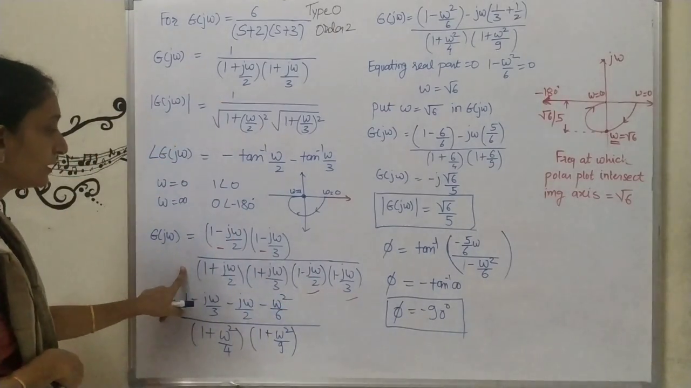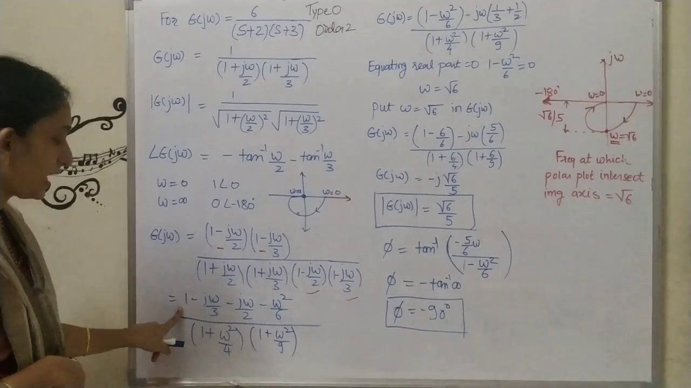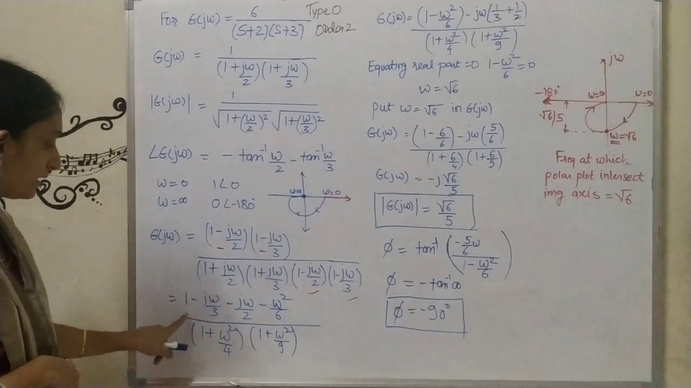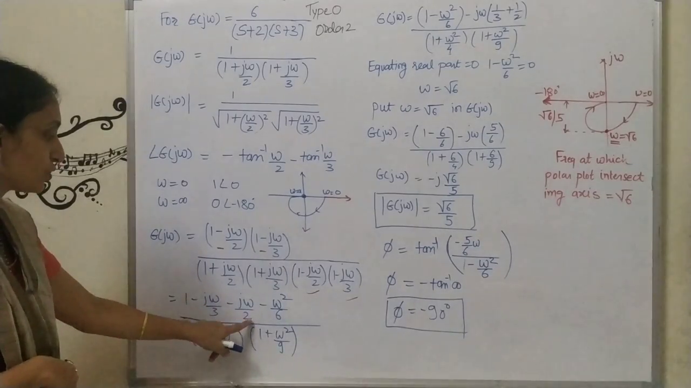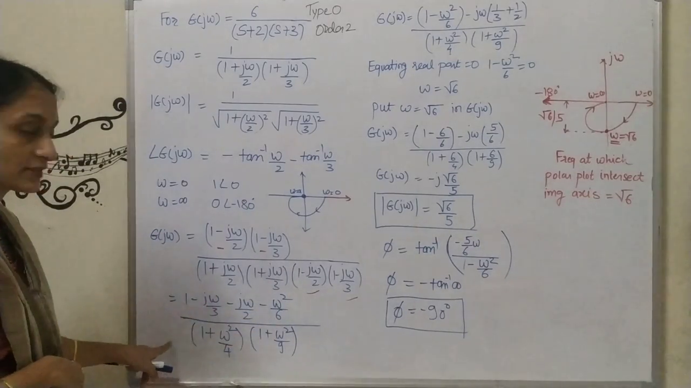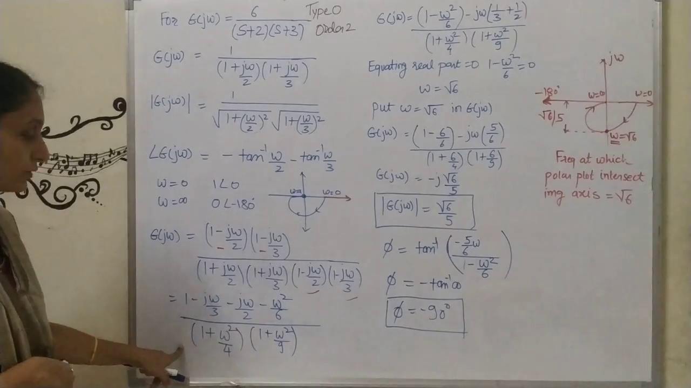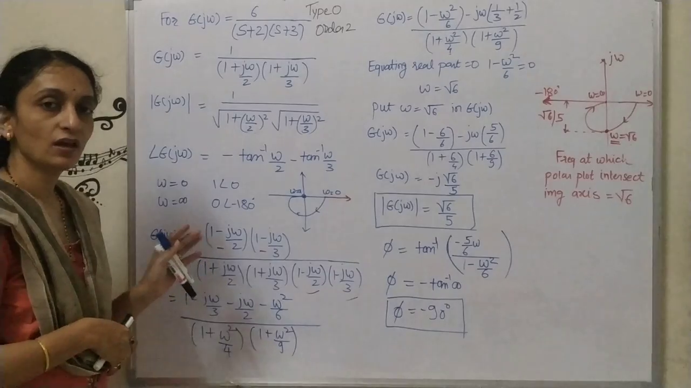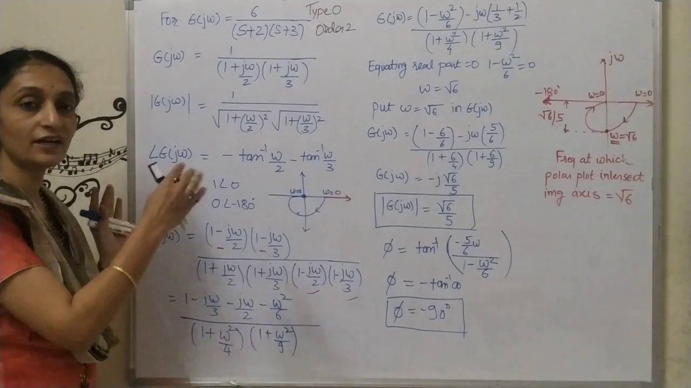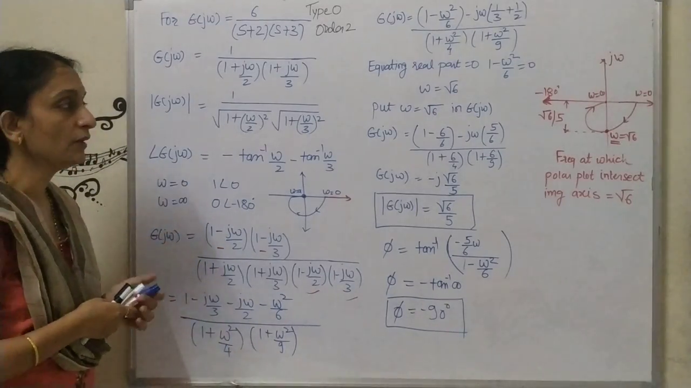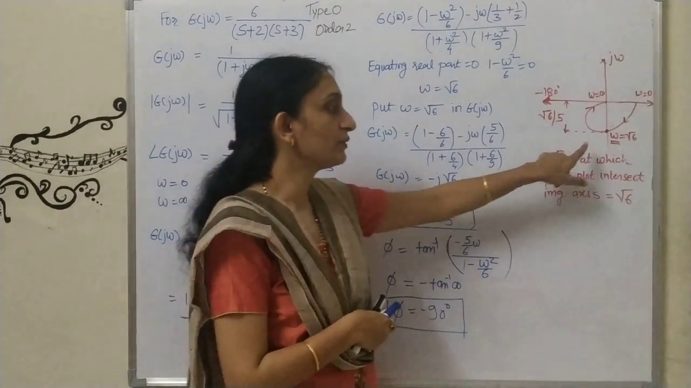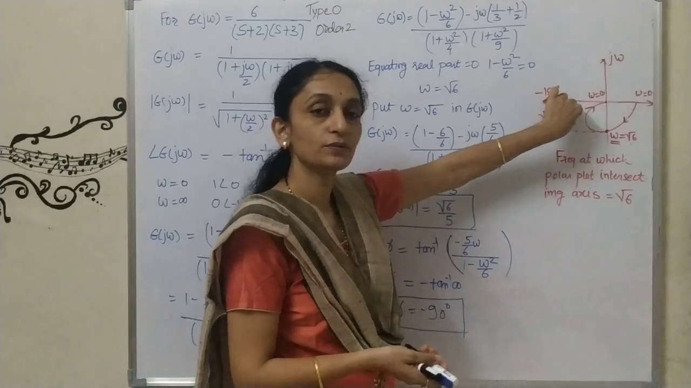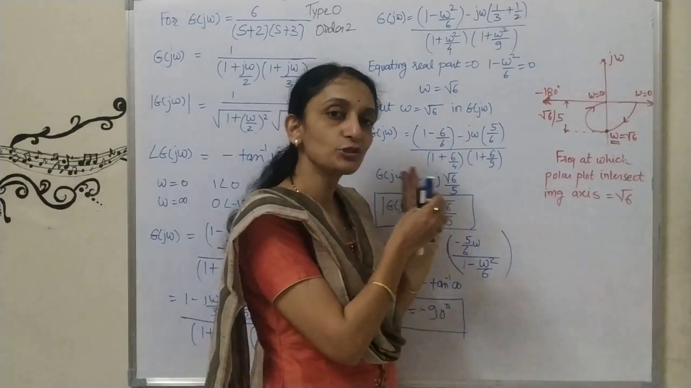Now see what I did after multiplication. I have simplified this equation, and I got it as 1 minus j omega by 3, 1 minus j omega by 2 minus omega square by 6 in the numerator, and this denominator. The purpose of simplifying this equation is to take the real part and imaginary part separately. When we are talking about the imaginary part, I need to take the imaginary part separately, and when I need to calculate amplitude, I need to take the magnitude part separately.